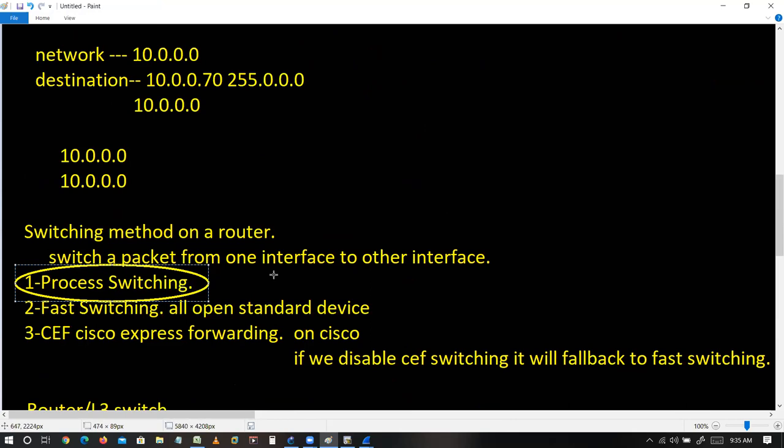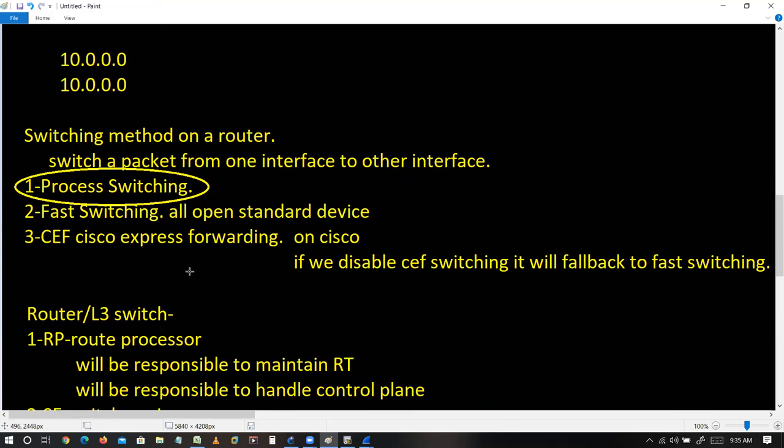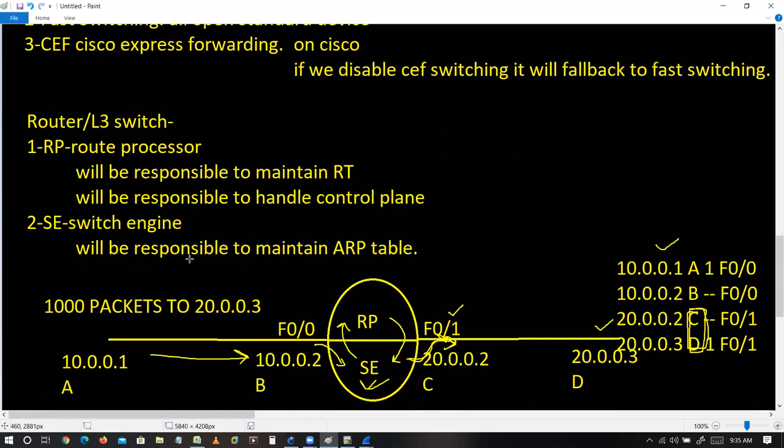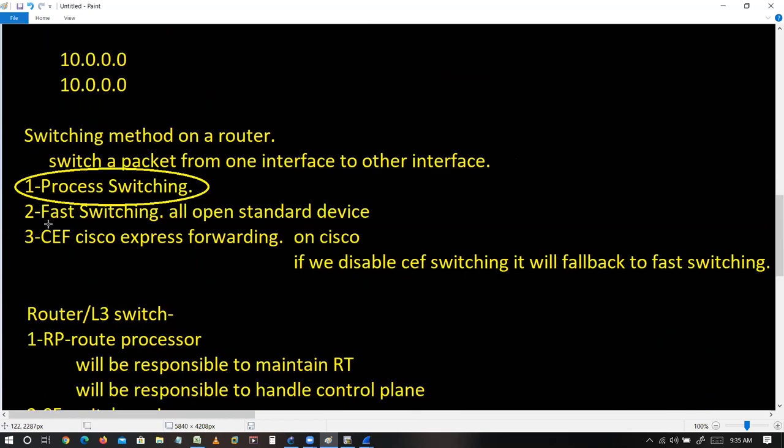No, we did the router components, right? The router processor. These router components we will be using in process switching, fast switching, and then CEF switching also. These two components we will always be using in these three scenarios.